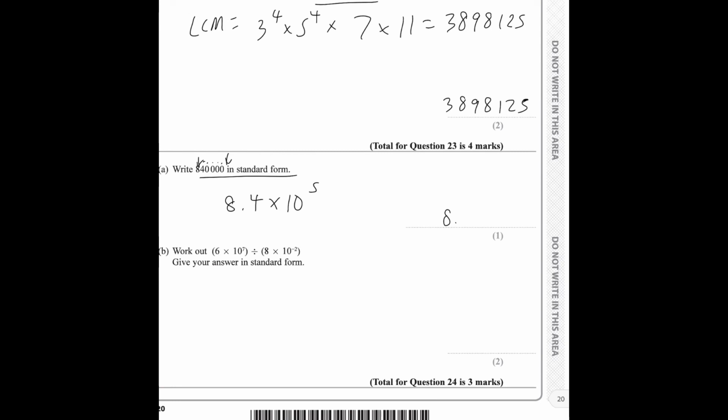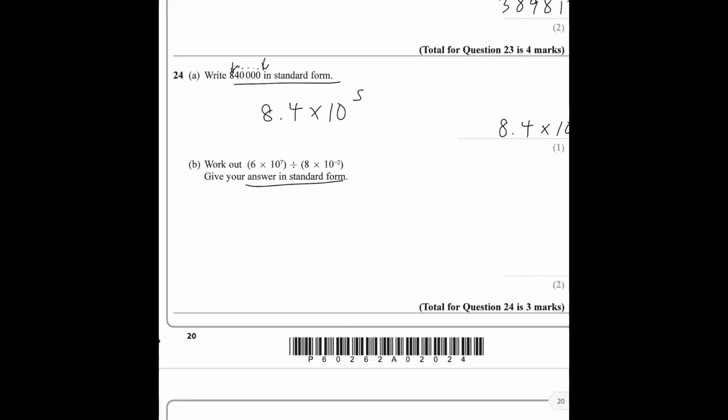This talks about writing this number in standard form. We have to give a number between 1 and 10, so that's 8.4 times 10 raised to the power of 5, since we move the decimal 1, 2, 3, 4, 5 places. So 8.4 times 10 to the power of 5 should be our answer.